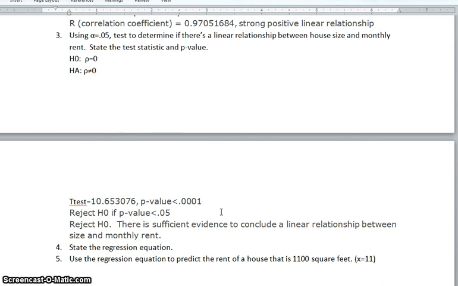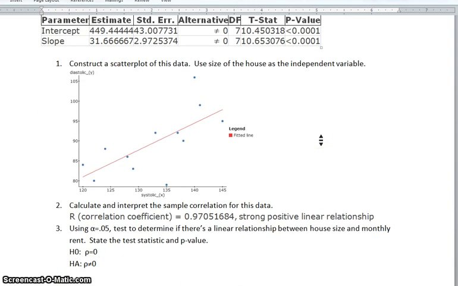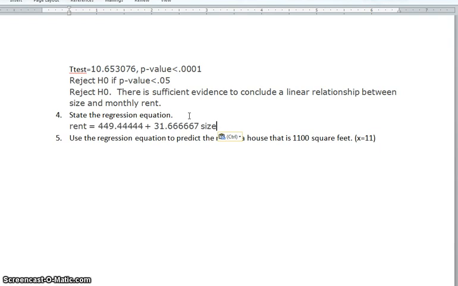State the regression equation. So again, we can just come back up here, Control C to copy, come down here, Control V to paste, and that's our regression equation.